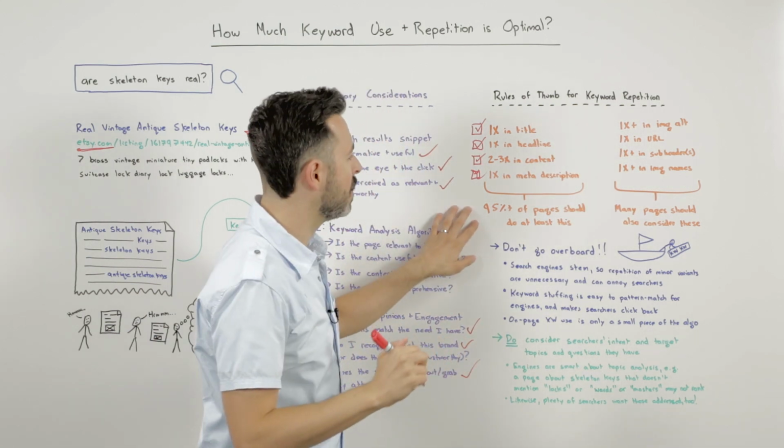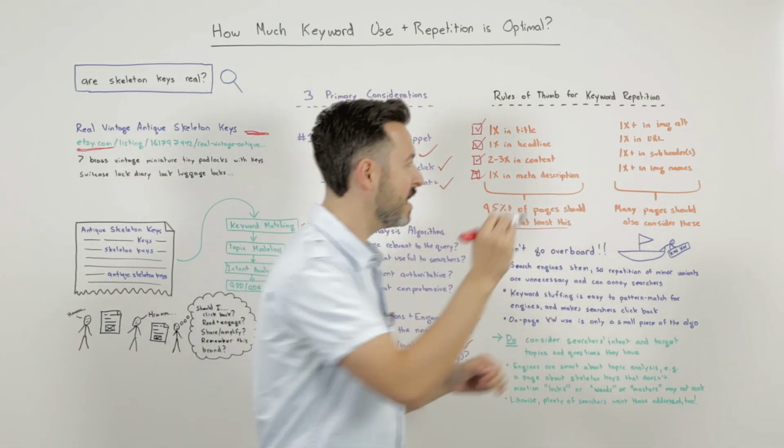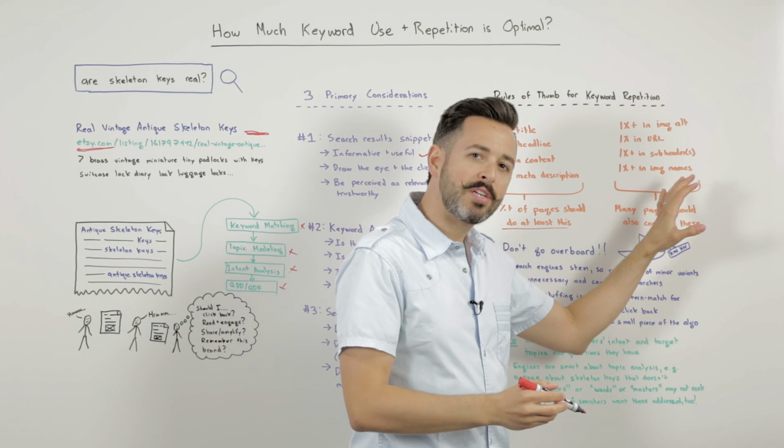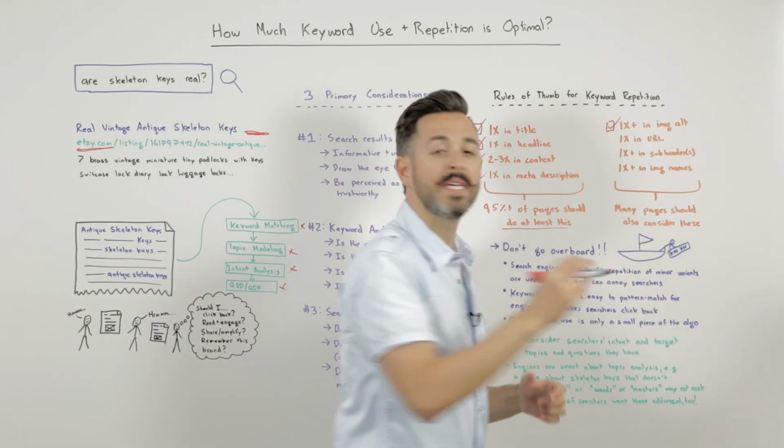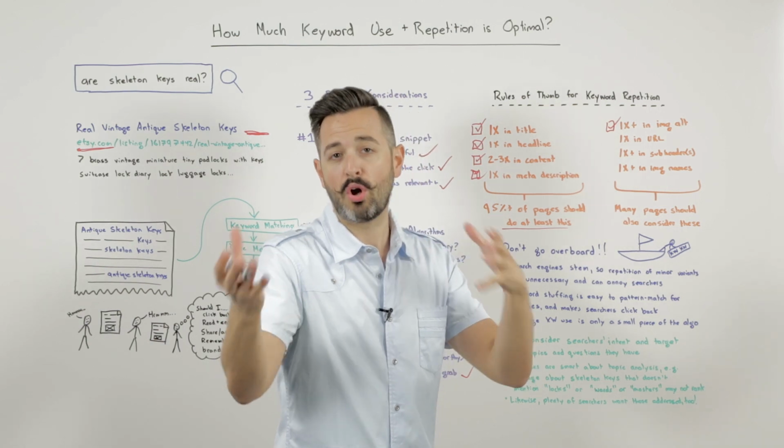Okay. So 95% of pages should do at least this, and then many pages should also consider doing a little bit of image optimization with things like a keyword in the image alt attribute.